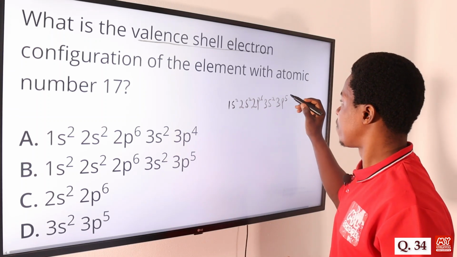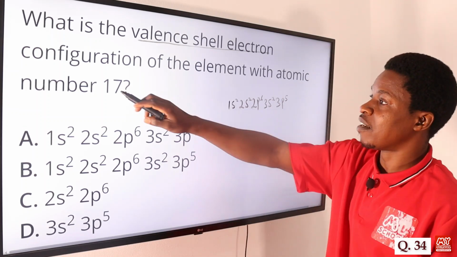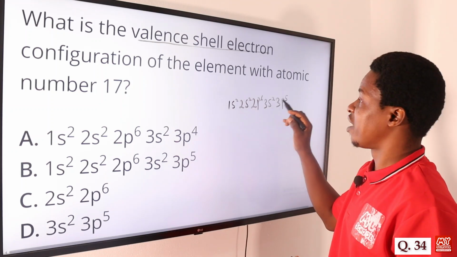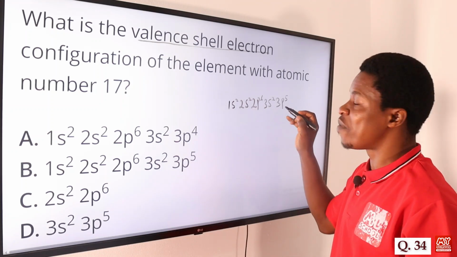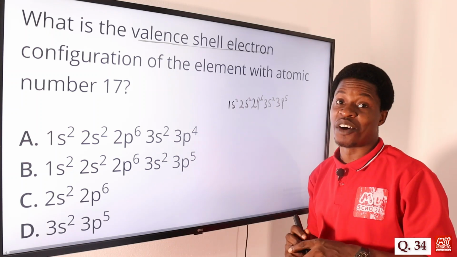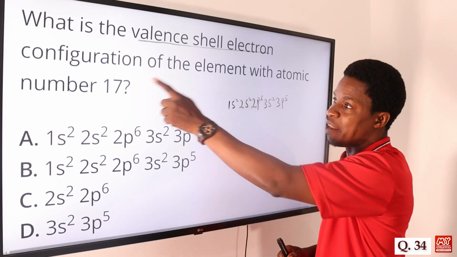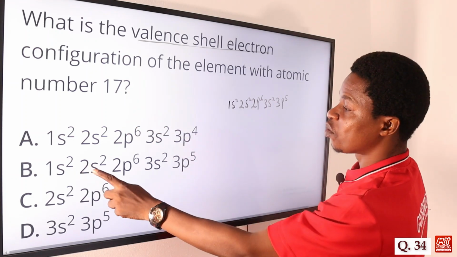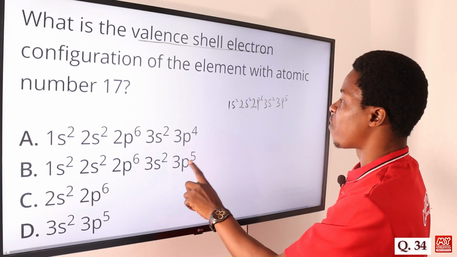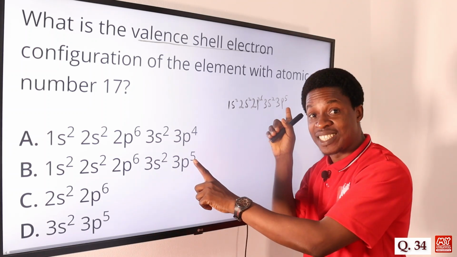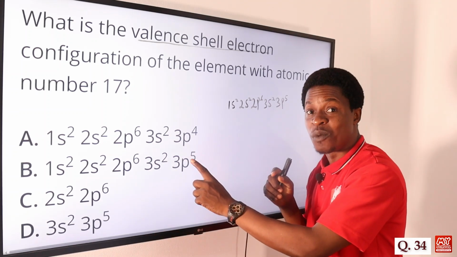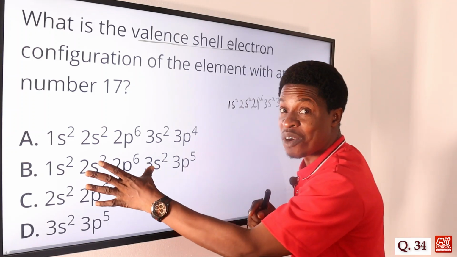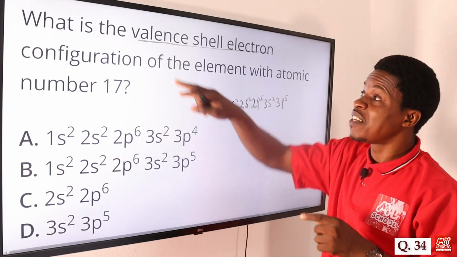So which means this has to be 5, because it is 17. Adding up those electrons gives 17. So this is what should be the electronic configuration of the element having atomic number 17. If you look at the options, we have 1s2, 2s2, 2p6, 3s2, 3p5. This is not the answer. This is only the electron configuration. But the question says, what is the valence shell?